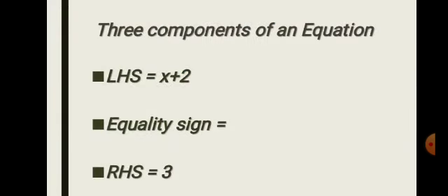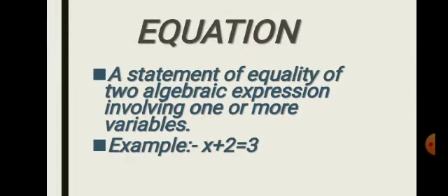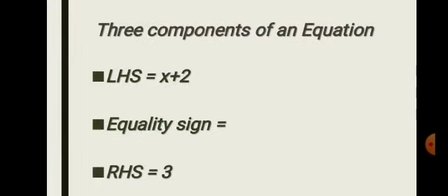The three most important components of an equation are LHS, equality sign, and RHS. You have seen the first example here, x plus 2 is equal to 3. Now, x plus 2 is the LHS, left hand side. There is an equality sign in between, and 3 is on the right hand side. So that is the RHS.